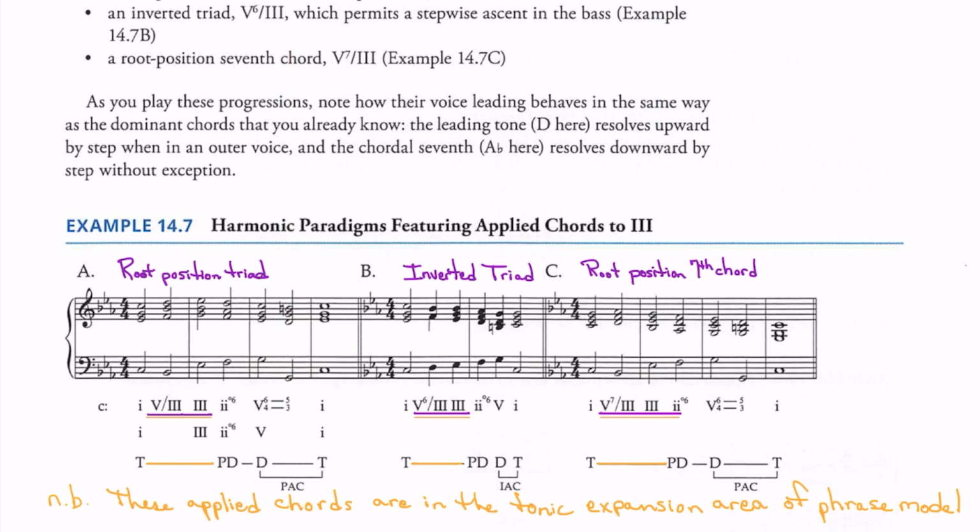I've outlined it in yellow. Let's do A again. Tonic, predominant, dominant. Letter B. Tonic, tonic expansion. Predominant, dominant, tonic. Let's do letter C. Tonic, tonic expansion. Predominant, dominant. Alright, there you have it. Those harmonic paradigms featuring the applied chords to the 3 chord in a minor mode.